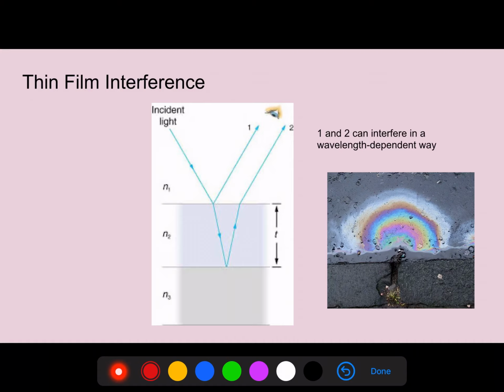This is familiar to you if you've ever seen a sort of gasoline spill on a wet pavement. This is an example of thin film interference where it combines these principles of refraction. Remember that refraction is a frequency dependent thing, so we can separate out the different colors and then we can produce this interference pattern.